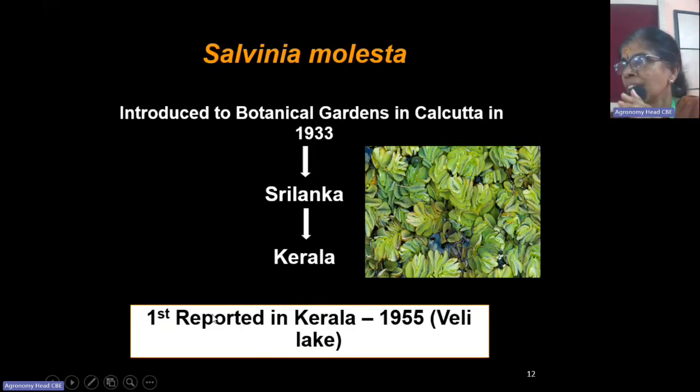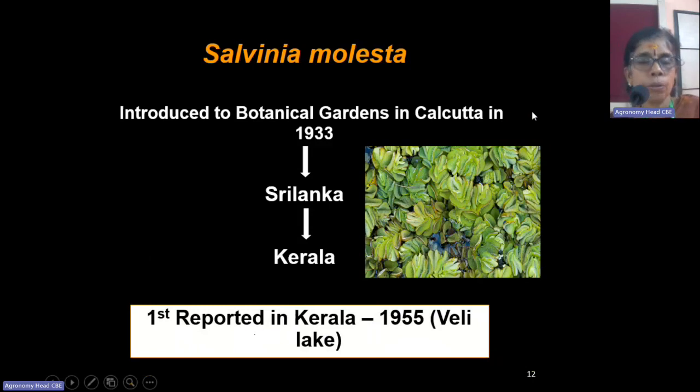Actually, the route is not yet confirmed. Because Sri Lanka is very close across the sea, it might have come through water, or as a packing material, because there are reports of Salvinia being used as a packing material for fish. Even in Kaki Dam in Idukki district, the presence of Salvinia was reported earlier. And the first authorized report was in 1955 in Veli Lake in Trivandrum. And within 10 years of this report, it attained invasive status.